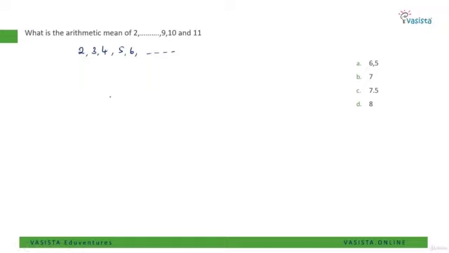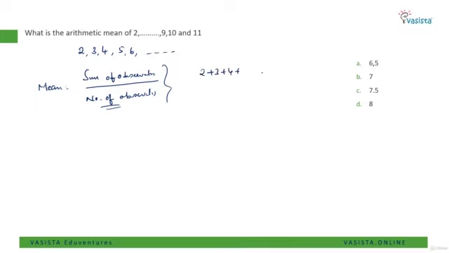Right, to do that, what you need to do here is, we know that the mean is nothing but the sum of observations divided by the number of observations. If you go adding like this, that is 2 plus 3 plus 4 plus, it will take a lot of time. What you can do, there is a formula, n into n plus 1 by 2.